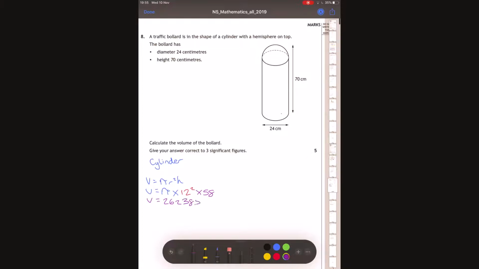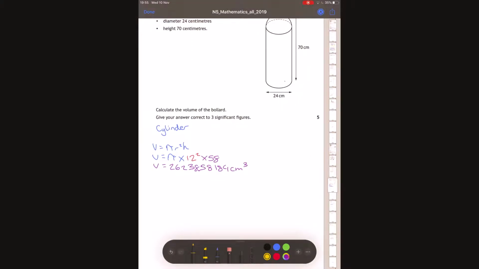26,238.58184, there's a decimal place there, and we are doing centimetres cubed. Remember, cubed because it's volume. Now we move on to the hemisphere.